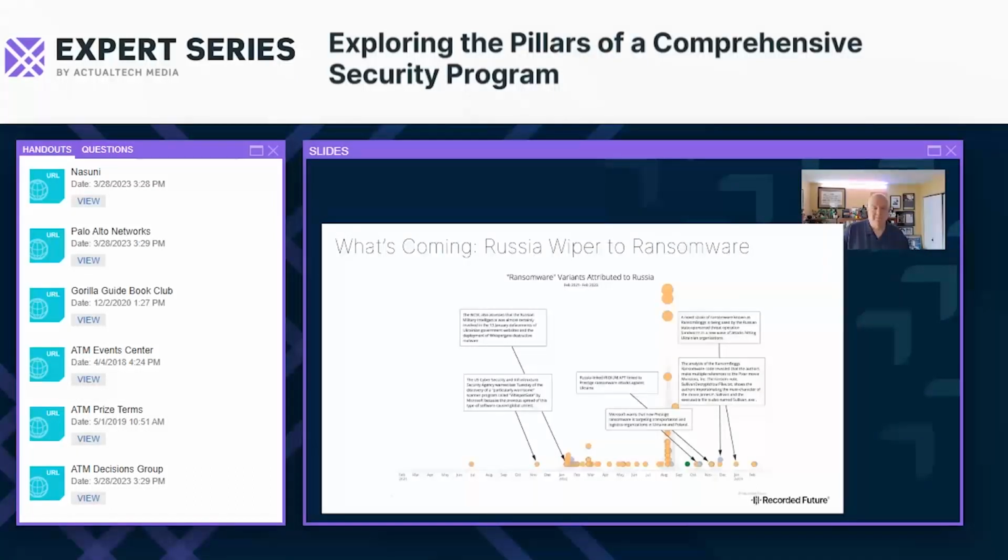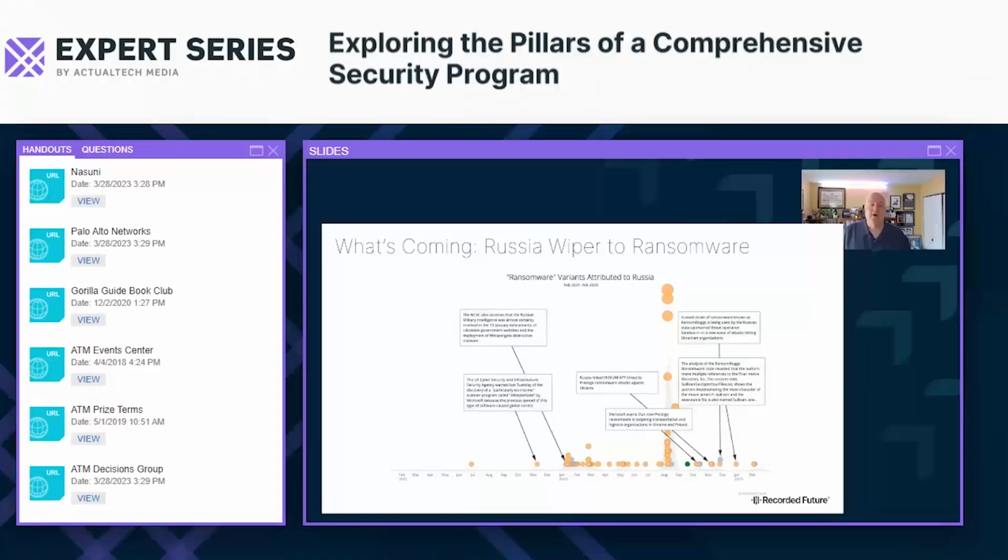Russia, to me, is really interesting because Russia is primarily known for wipers, right? What Russia would do is deploy wipers, which destroy the system they were on. But you can see toward the end of last year, they started moving more toward ransomware and away from wipers. They started with wipers disguised as ransomware and then moved to straight up ransomware.